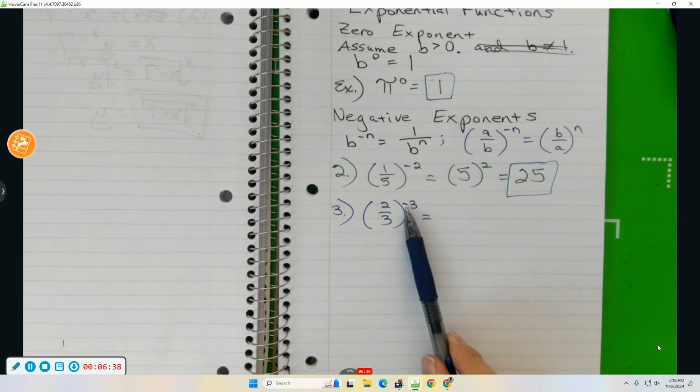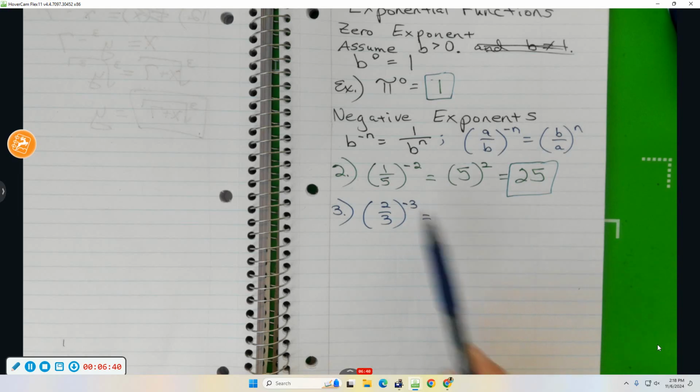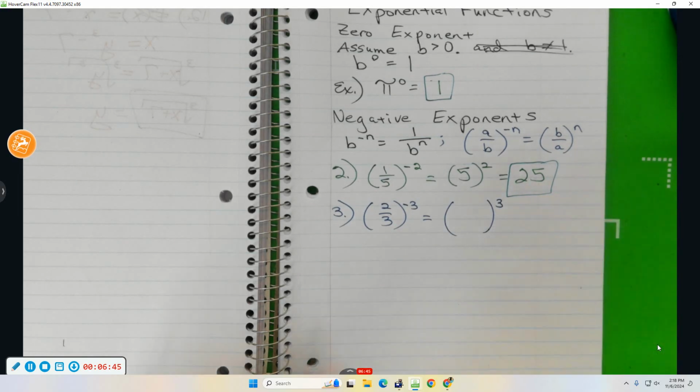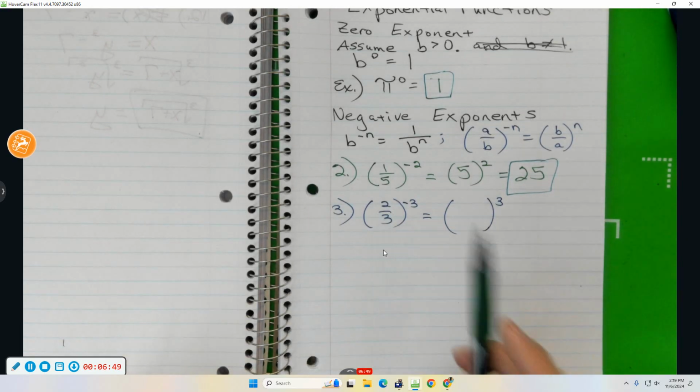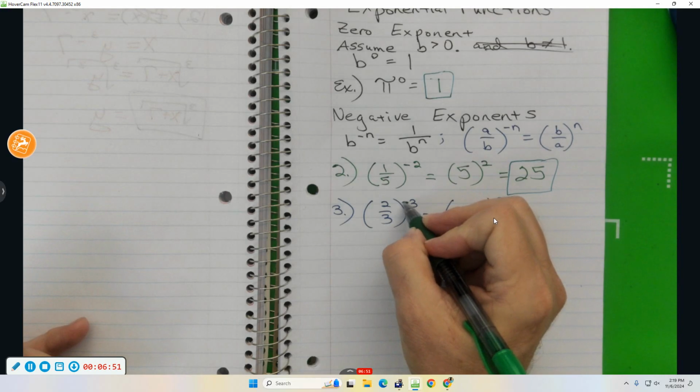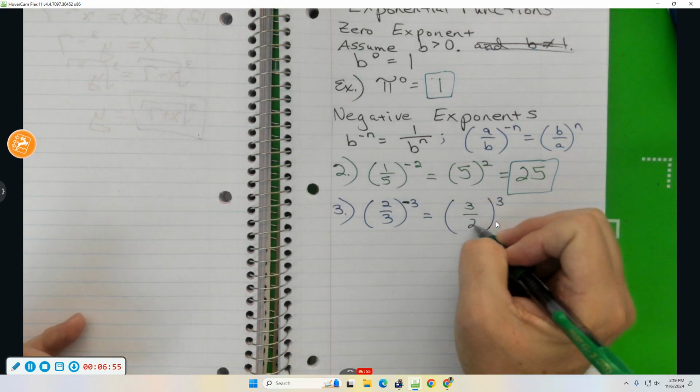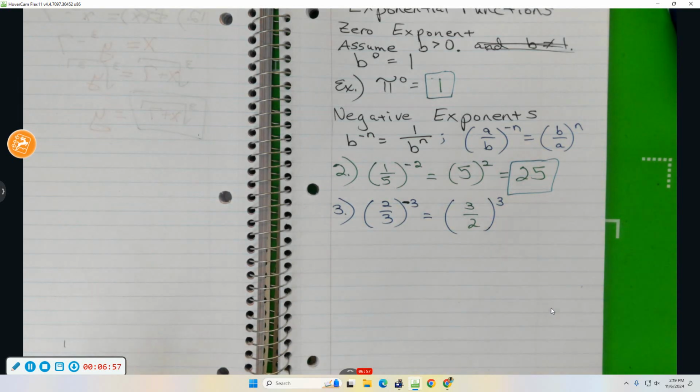To change that exponent from a negative 3 to a positive 3, what do I need to do? Flip the fraction. Because of this minus sign here, the 2 over 3 is becoming a 3 over 2. So we have 3 halves times 3 halves times 3 halves.